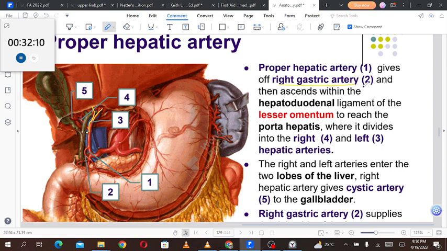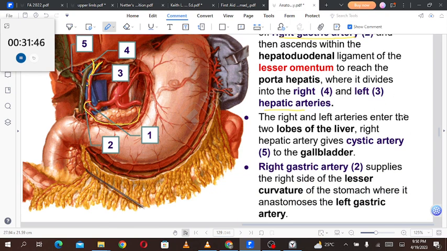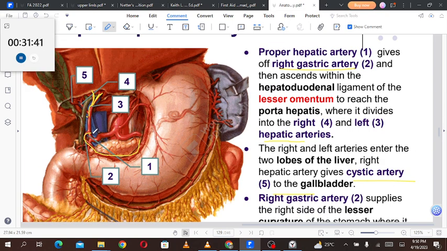The proper hepatic artery then ascends within the hepatoduodenal ligament of the lesser omentum to reach the porta hepatis, where it divides into right and left hepatic arteries. The proper hepatic artery gives off the right gastric artery, which moves like that, and then it ascends in the ligament to give the right and left hepatic arteries. The right and left arteries enter the two lobes of the liver. The right hepatic artery gives the cystic artery to the gallbladder. Here you can see the cystic artery going to the gallbladder. This can either come from the proper hepatic artery or from the right hepatic artery.